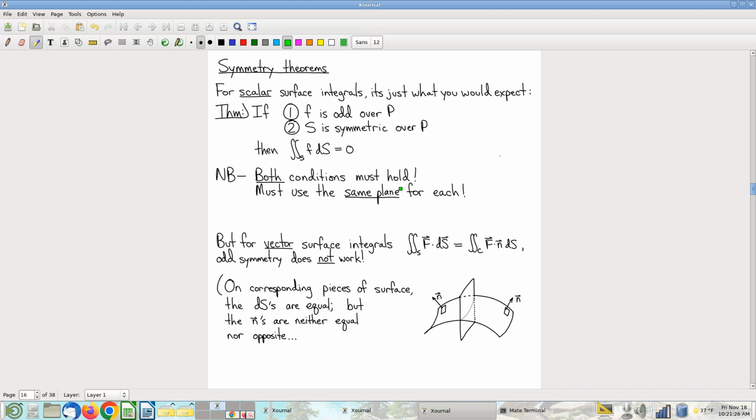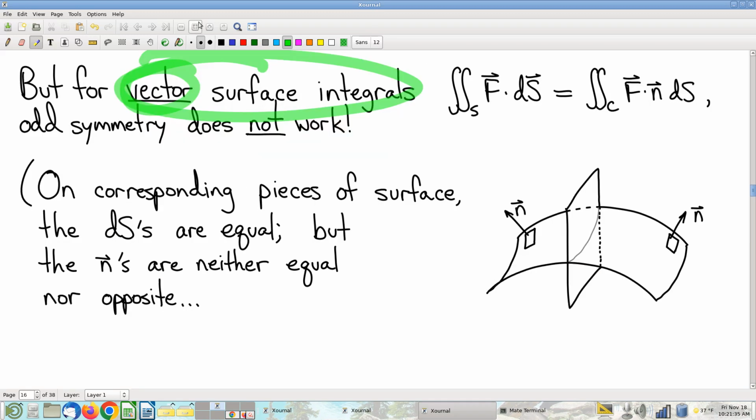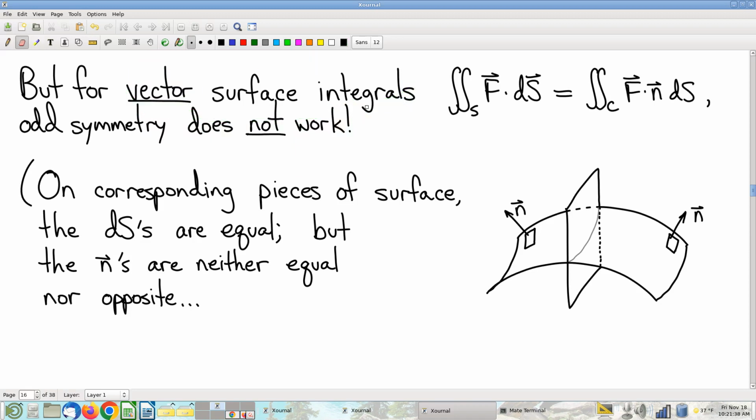And again, once we look at the vector form, vector surface integrals, it's bad news. It just doesn't work, and for morally equivalent reasons. In the same way that it was the tangent vector that was all messed up for vector line integrals, it's the normal vector that's messed up for surface integrals. Take a look at this example: there's the direction that the normal vector points on that little piece of surface, and here's the direction that it points on its reflection. And they're different.